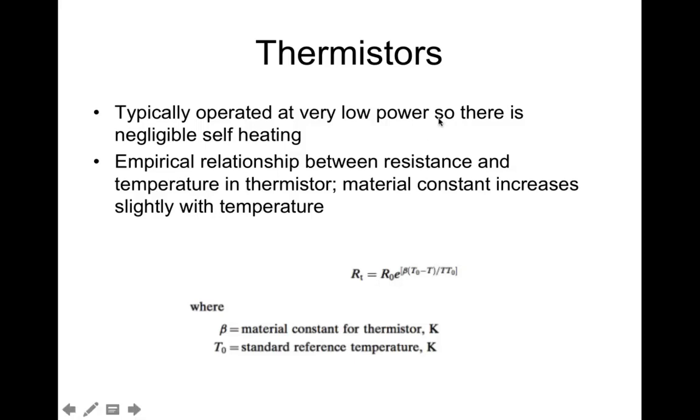The empirical relationship between resistance and temperature in a thermistor is given by this equation. There's a material constant beta, and that does vary slightly with temperature, but overall it can be treated as a constant as long as the temperature range is fairly narrow. And then T naught is the standard reference temperature in Kelvin. So here's the relationship between resistance. R0 would be the resistance at the reference temperature.